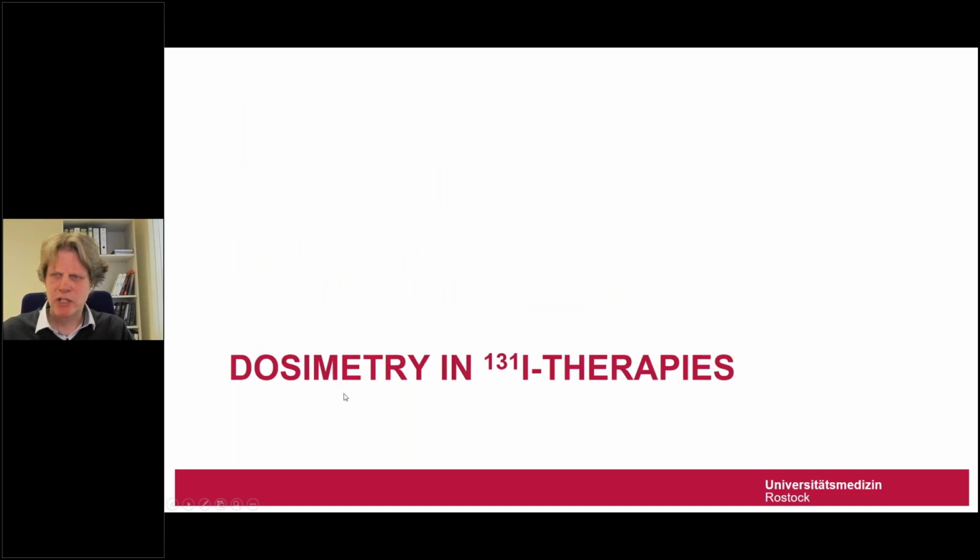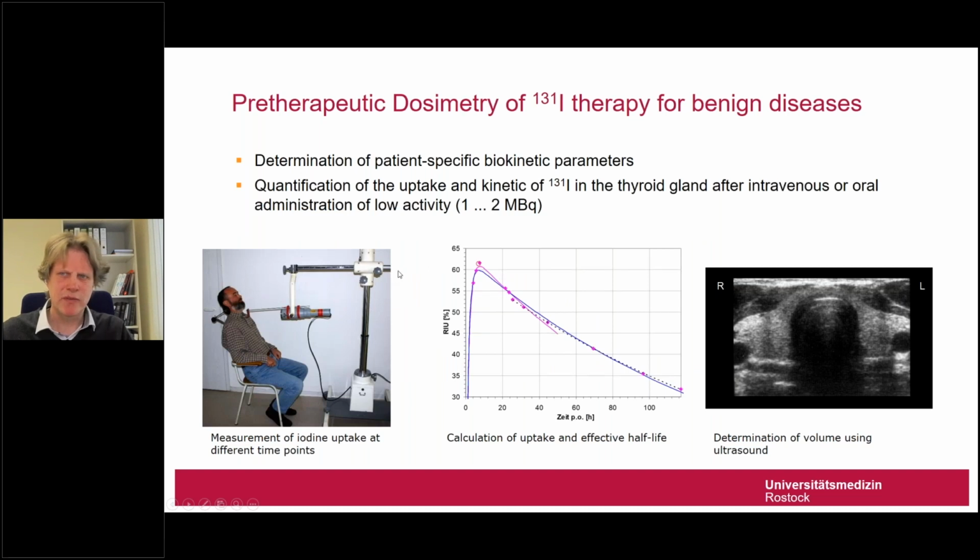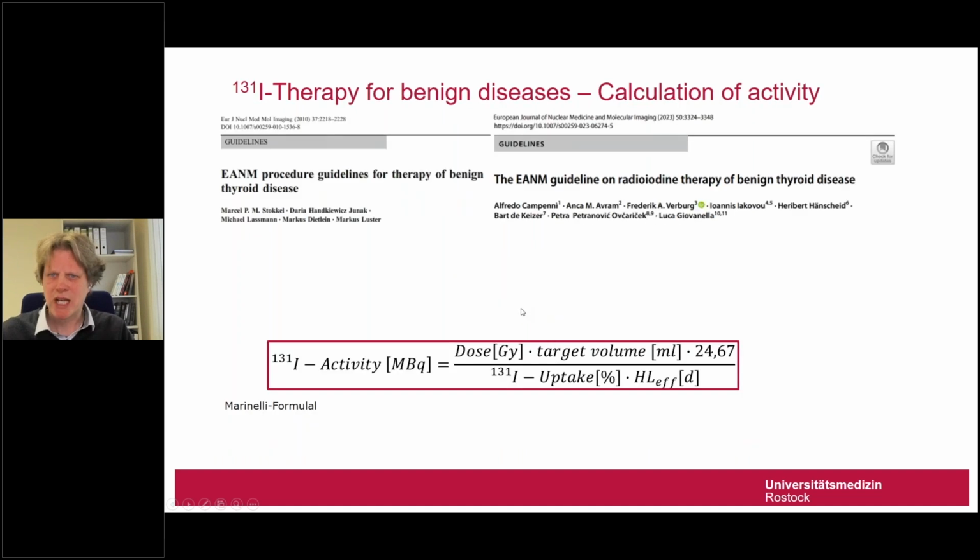So, dosimetry in radioiodine therapy, we know this very well. We know that radioiodine treatment is the first application of theranostics in clinical routine. Pre-therapeutically, it all starts with a simple measurement, normally by an external probe, to identify the patient-specific uptake and the iodine kinetics. Then, as Bernhard mentioned, we need to determine the treatment volume, which is normally done by ultrasound. Then we have this well-known Marinelli formula, and also a lot of guidelines that nicely show how to perform the dosimetry in these cases of therapy.